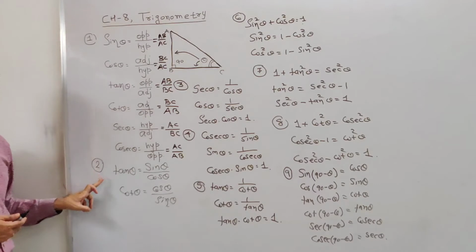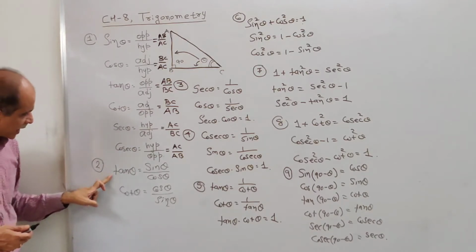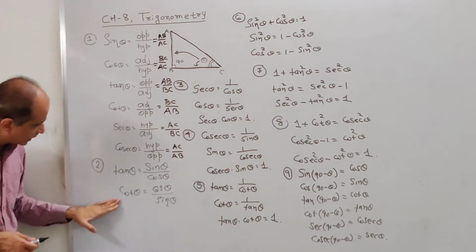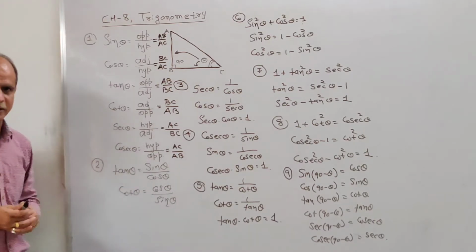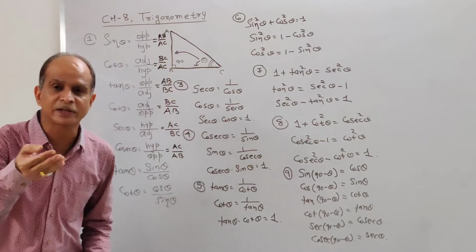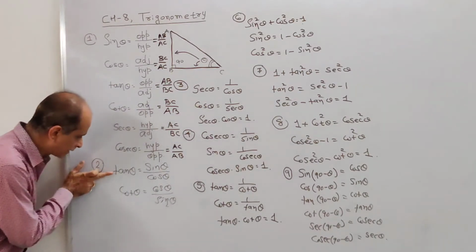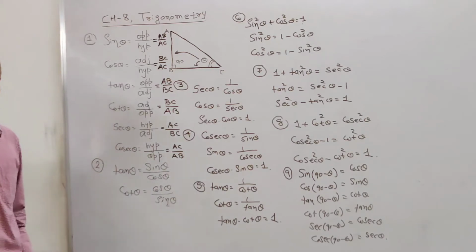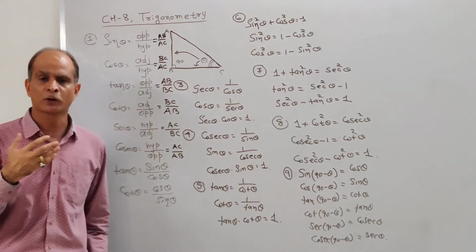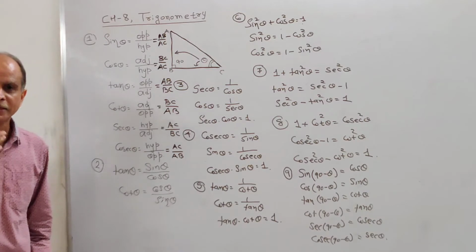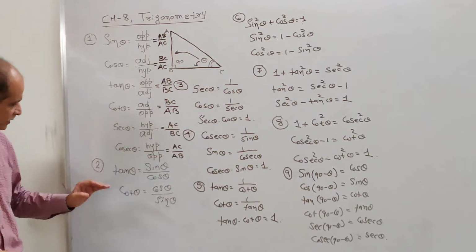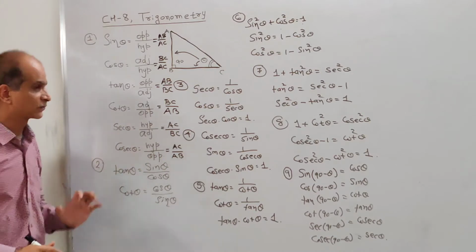Now, second set of formula. Tan theta means sin theta upon cos theta, and cot theta means cos theta upon sin theta. So this formula represents conversion of tan theta and cot theta in terms of sin theta and cos theta. Very important formula for many examples of this exercise. Tan theta means sin upon cos and cot means cos upon sin.